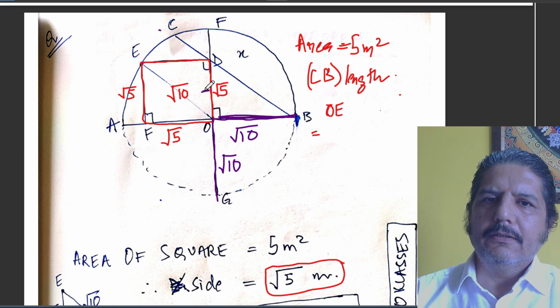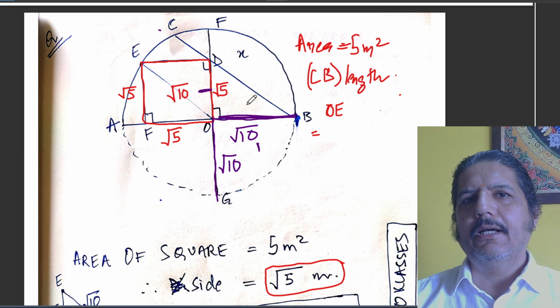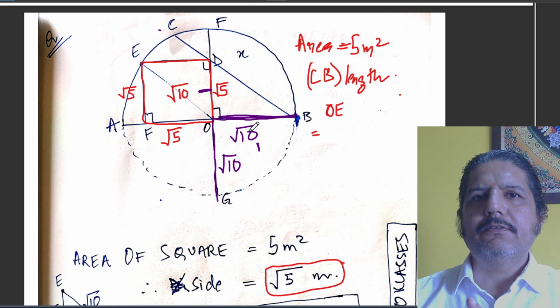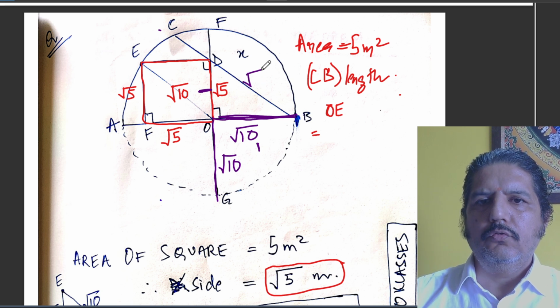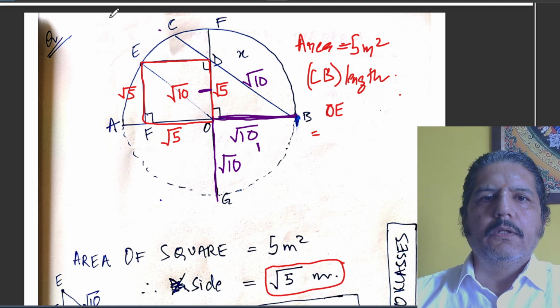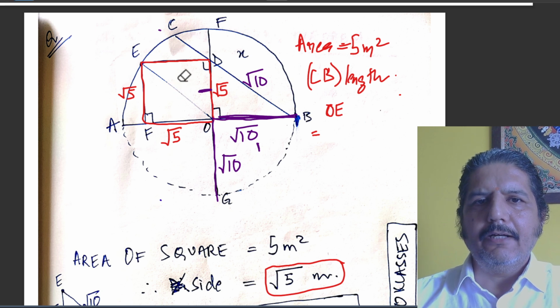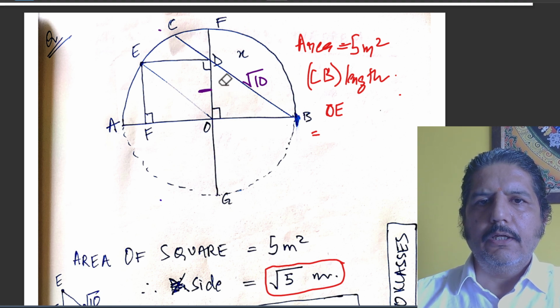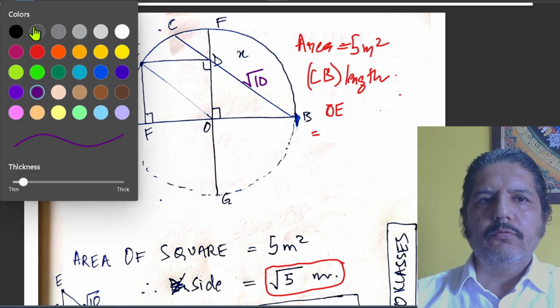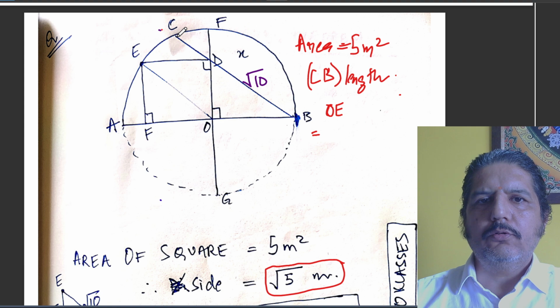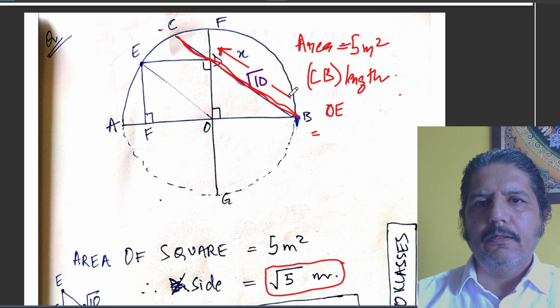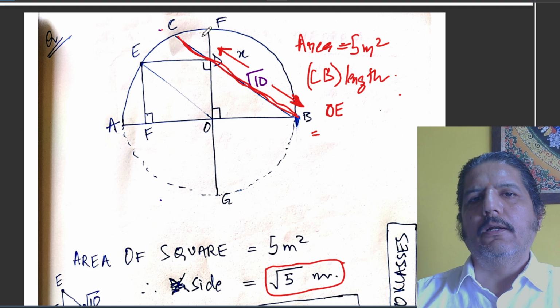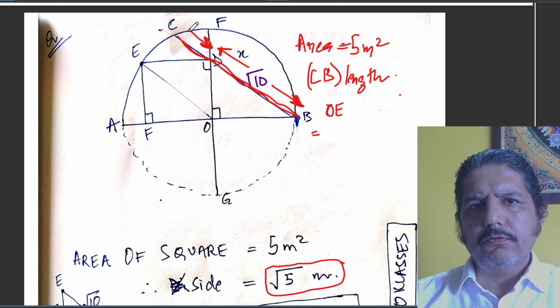Now if you look closely, this is root 5. This is root 10. Again I use Pythagoras. Then 5 plus 10 is root 15. So this DB is root 15. Now I'll show you where exactly I have reached. I will delete all this, and then I'll show you where I have reached till here. See, I had to find the length of this whole chord. I have found the length of this part. This is root 15.